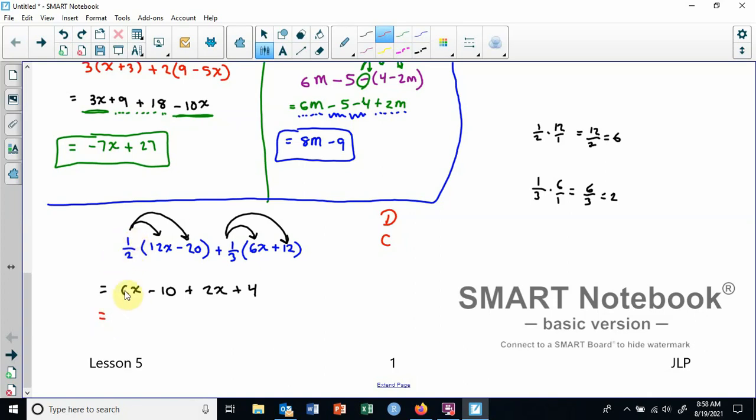So now I can just combine my like terms. 6x plus 2x. Always look at the sign directly in front of numbers. No sign here, so it's positive. We're adding a positive 2x. That makes 8x. This is a minus 10. Look directly in front of it. The sign belongs to the number. And a plus 4. Negative 10 plus 4 will give us a negative 6, or a minus 6.